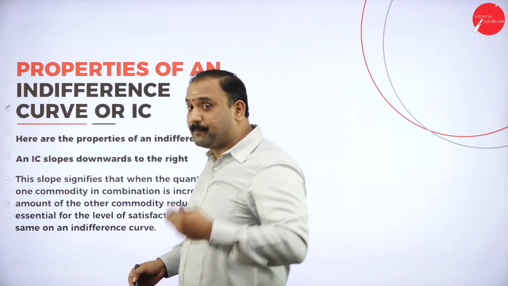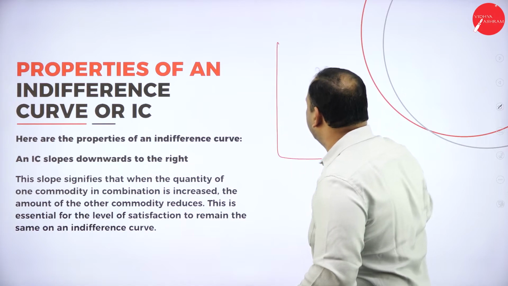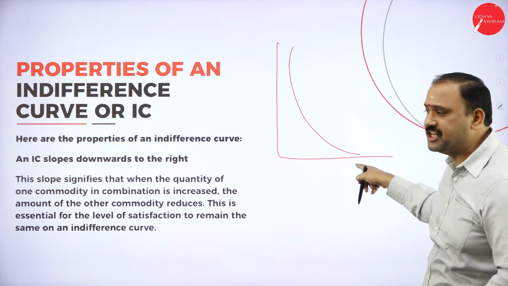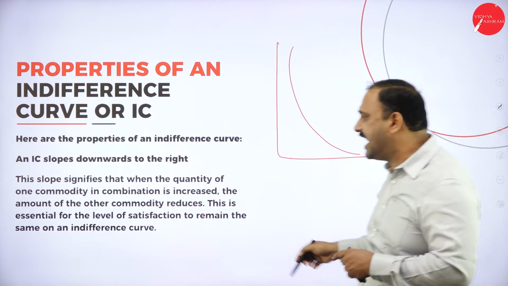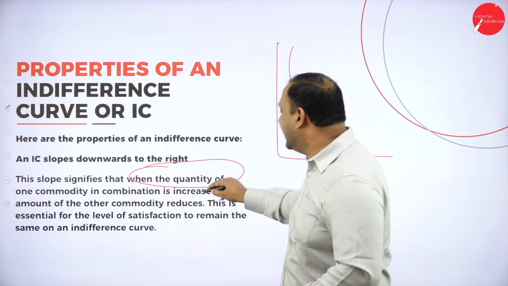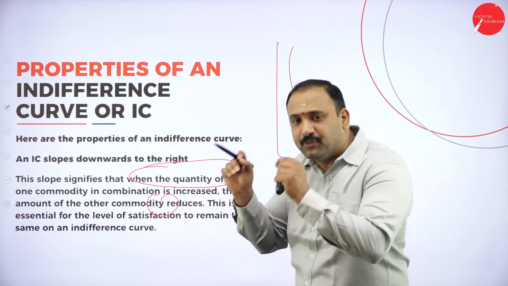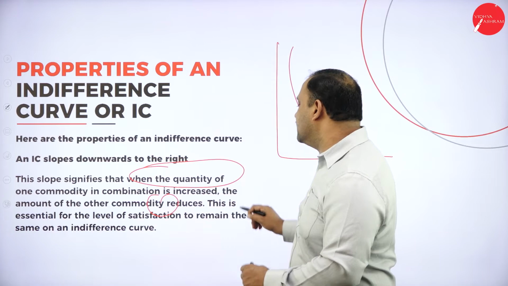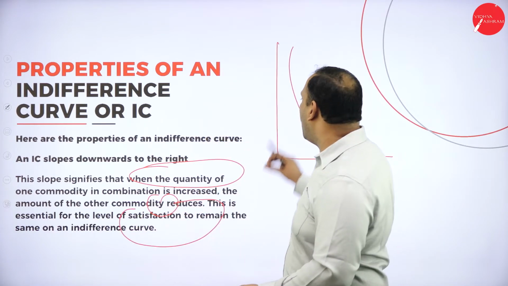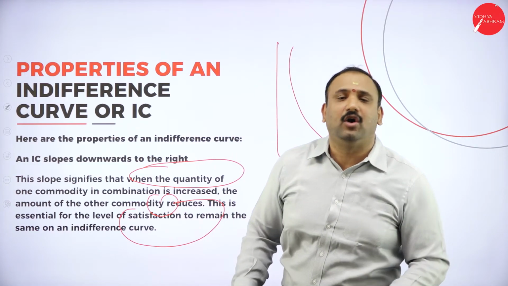Now, if you see here, the properties of the indifference curve. The first one is that the indifference curve will always slope from left to right, but it will not touch the margin. It will continue to go, which means that this slope signifies that when the quantity of one commodity in the combination is increased, the amount of the other commodity will reduce. That is what we have seen. So the level of satisfaction will remain the same on the indifference curve. It will continue to flow on the same line altogether.